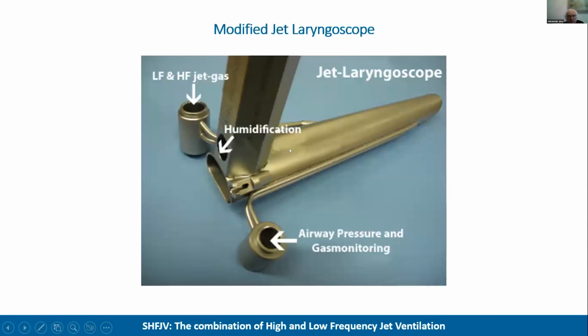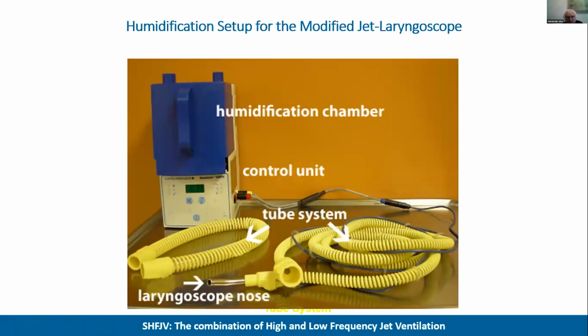And here you can see our modified jet laryngoscope. On the left side is the connection for the low and high frequency jet ventilation. On the right side, the airway pressure and gas monitoring. Then in the middle of the handle is the connection for the humidification. Here you can see the setup for the modified jet laryngoscope, the humidification. This is the humidification chamber. This is the control unit. And then we have this tube system and the laryngoscope nose.